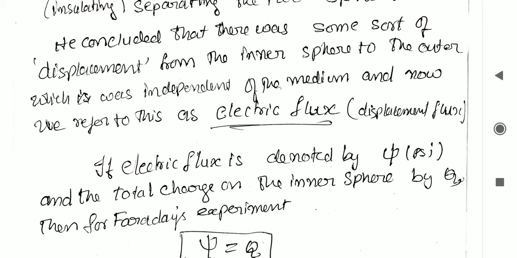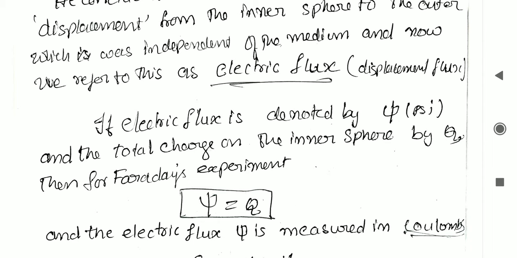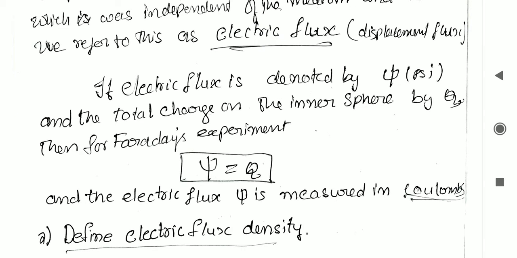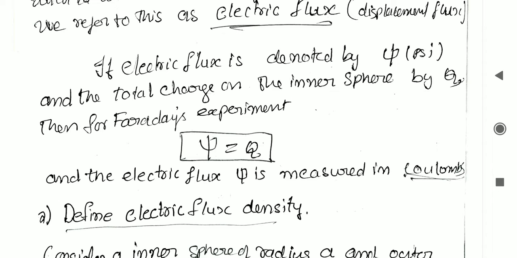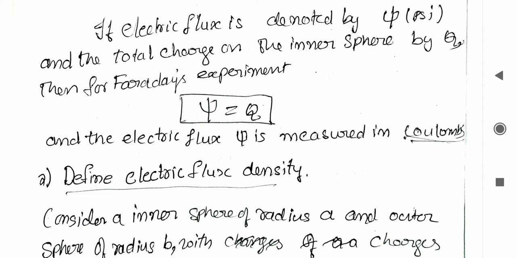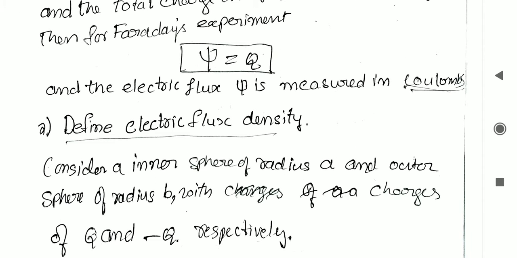If the electric flux is denoted by the symbol psi and the total charge on the inner sphere by q, then by Faraday's experiment psi is equal to q. Total flux psi is equal to q, and the electric flux psi is measured in coulombs. Similar to charge, the electric flux is also measured in coulombs. So now we'll go for electric flux density.